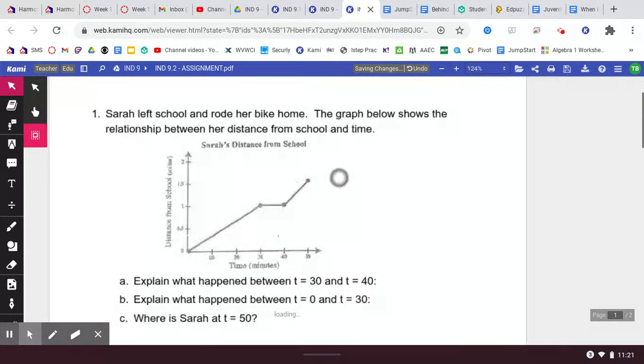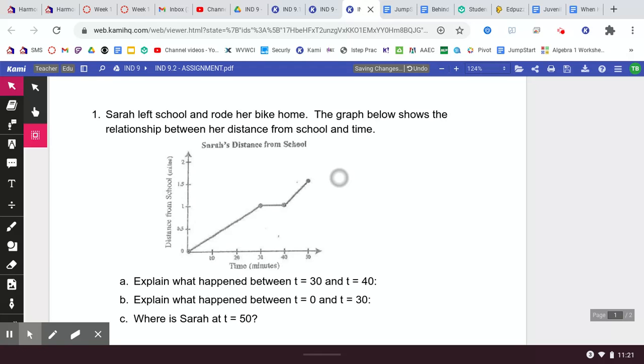And if they're not labeled, like in this graph, we don't have an A, B, C, and D, we can use the bottom axis, which in this case is time, and we can reference different points by saying T equals, and that tells us where along that bottom line we're referencing, okay? So we've got Sarah left school and rode her bike home. The graph shows the relationship between her distance and her time, and we know if it's distance over time, our answers are always going to be in miles per hour.